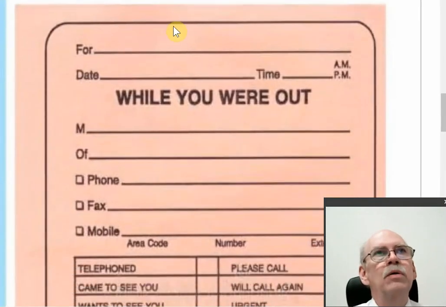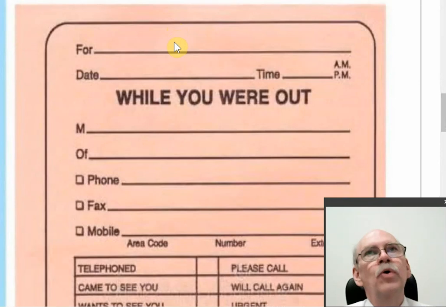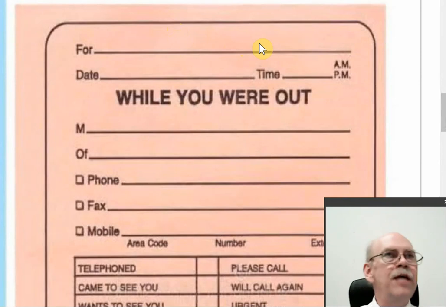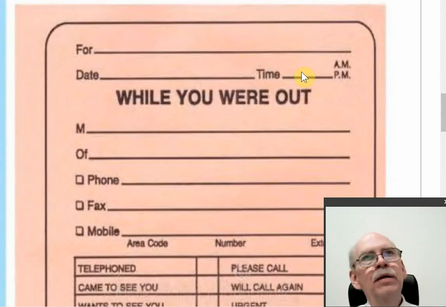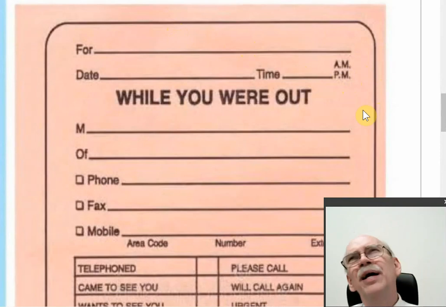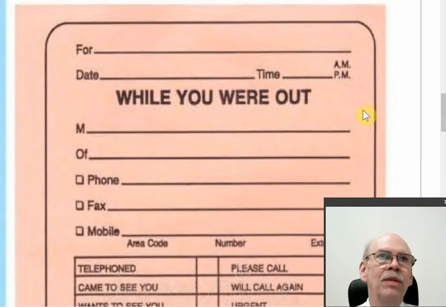This one says, while you are out. Well, you're out of the office. And it starts with four. Who is this message going to? The date, the time. And this form gives you a chance to circle AM or PM. A little bit less to write, no 24-hour clock. The idea is, who is the message for, and what time is this message taken? What day, what time?